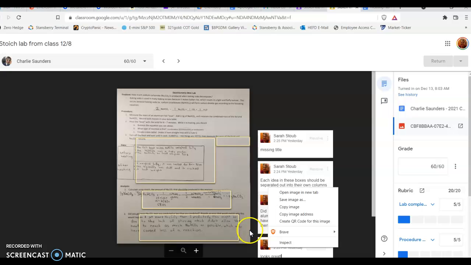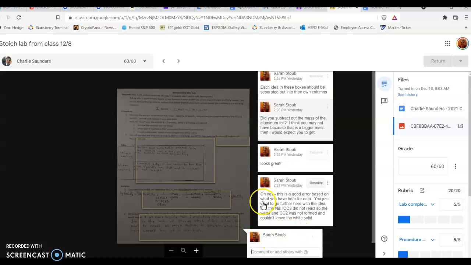I want to talk to you a little bit more about errors. Oh, I guess I'm putting more comments in. But the idea for an error is it needs to be the predominant error, the most likely thing that happened. For yours, that's the most likely thing that happened. You got too high, so it didn't react all the way. Or maybe some of the water was trapped in. I'll show you my lab.